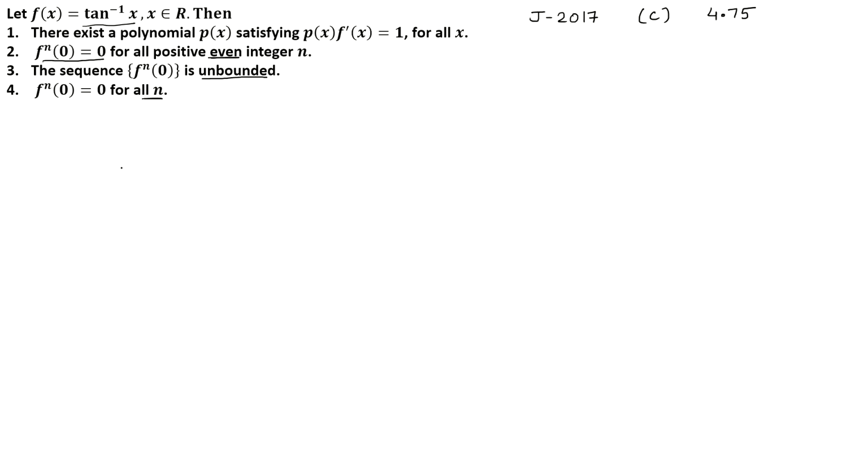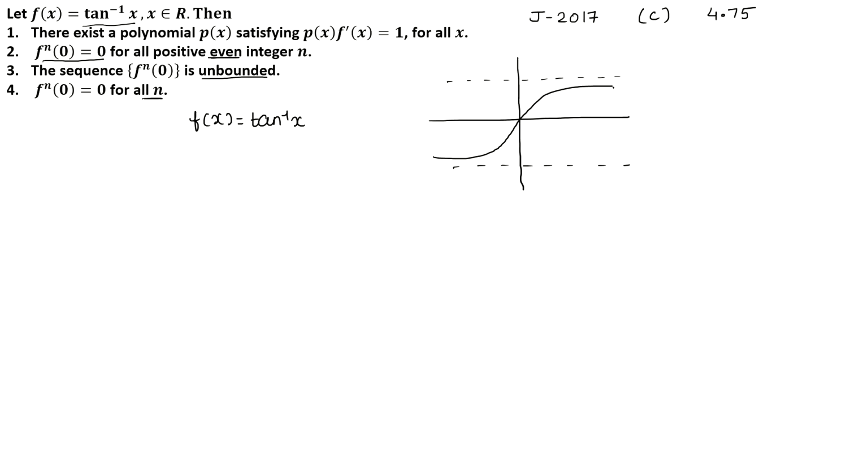So now let us see what is the correct answer. We have been given f(x) = tan inverse x for all x belongs to R. So the graph of tan inverse x is, I am drawing it here. This is how the graph of tan inverse x looks like. It is pi by 2 and this is minus pi by 2. So you can see that tan inverse x is a bounded function on the whole real line.